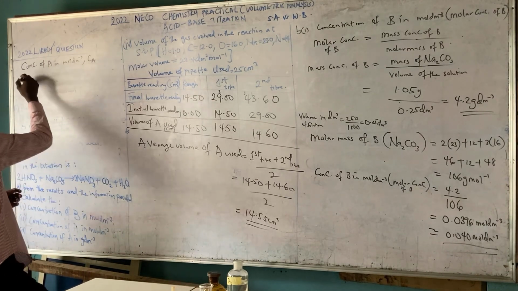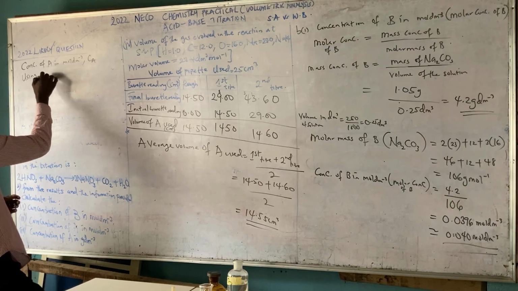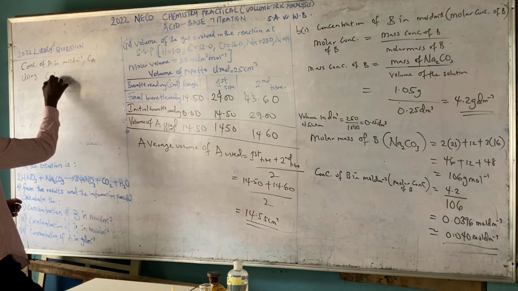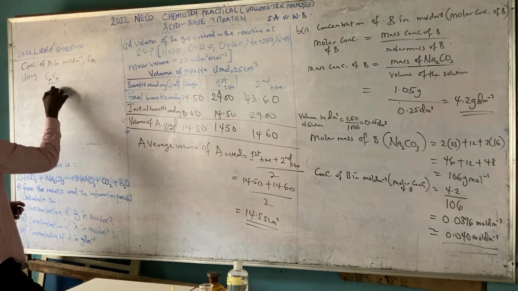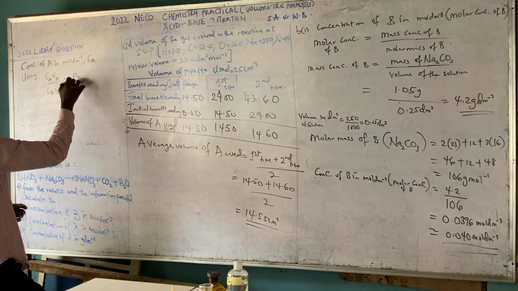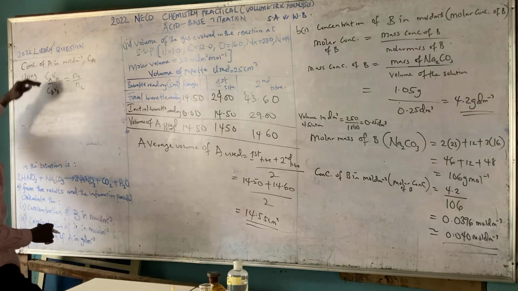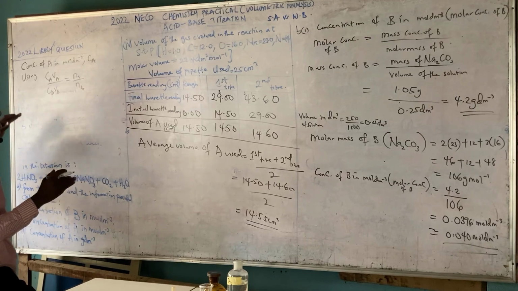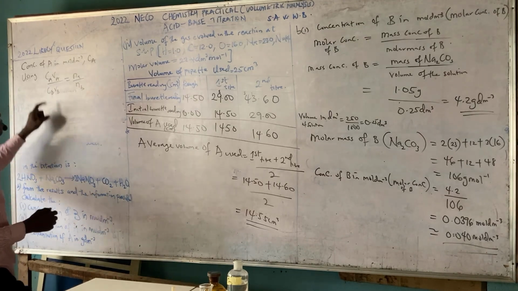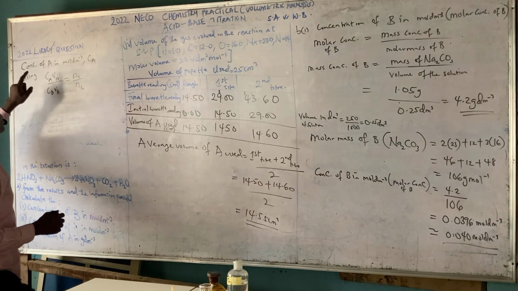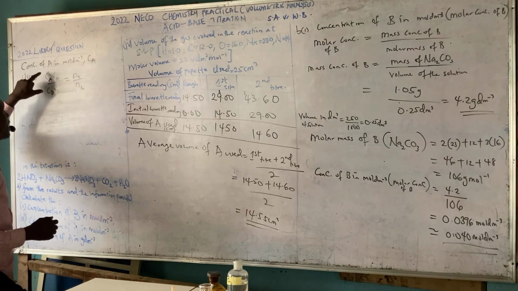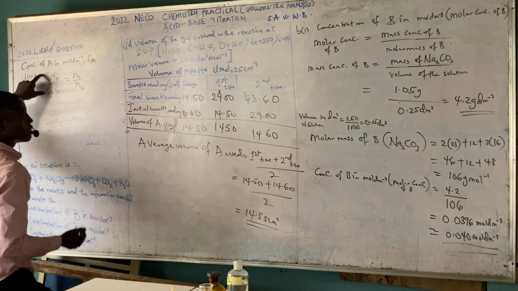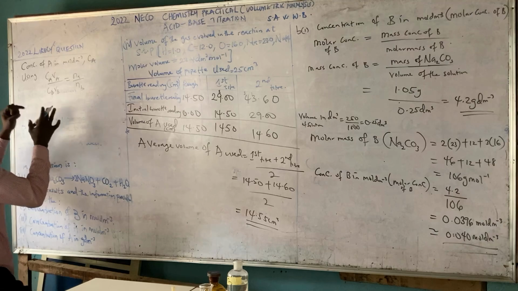Now, using the general formula, which is known as CAVA over CBVB equals NA over NB. To calculate the concentration of A, we are going to use this formula because we have no information about A except the volume of A used. So that's why we are using this formula.